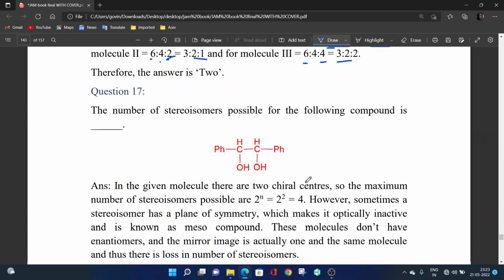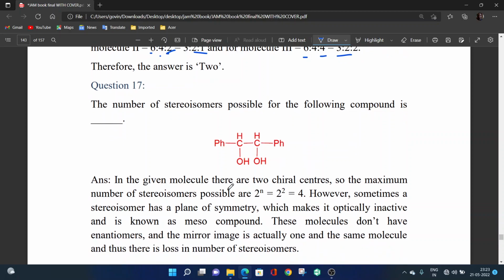So we have to see how many chiral centers there are. Chiral centers means on the carbon all the 4 substituents are different. So this is one chiral center, because one of the substituents is hydrogen, one of the substituents is a phenyl group, one of the substituents is OH, and then the rest is this whole part. Similarly this also has 4. So the basic formula is 2 to the power n. So 2 to the power 2, that equals 4. Therefore we expect this to have 4 stereoisomers.